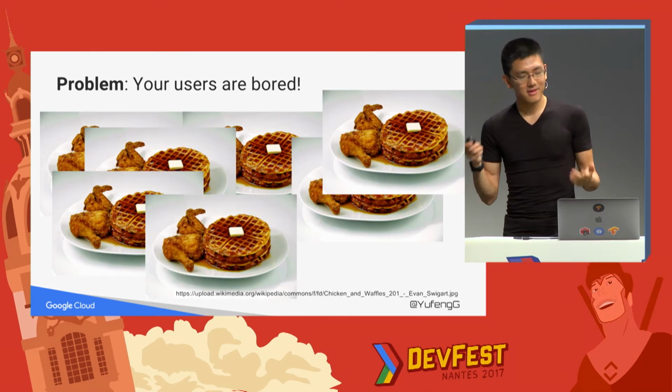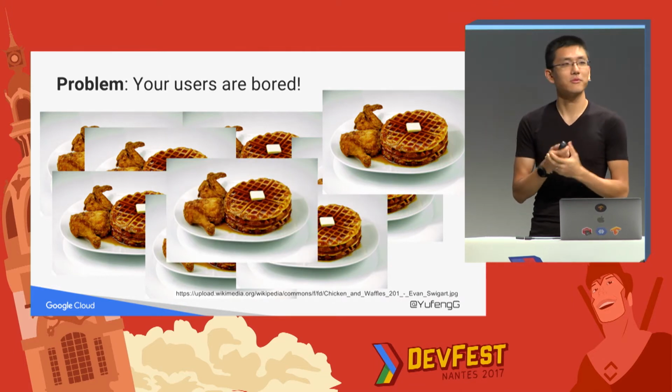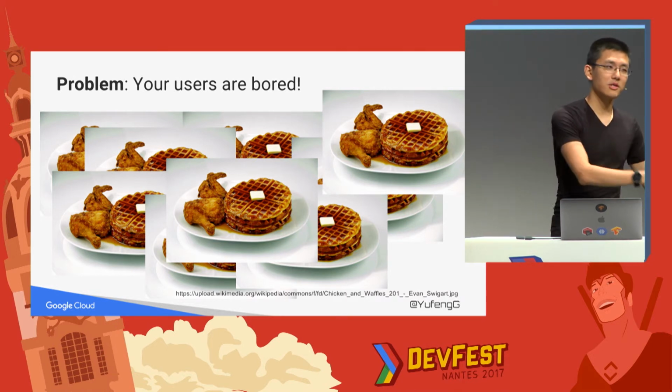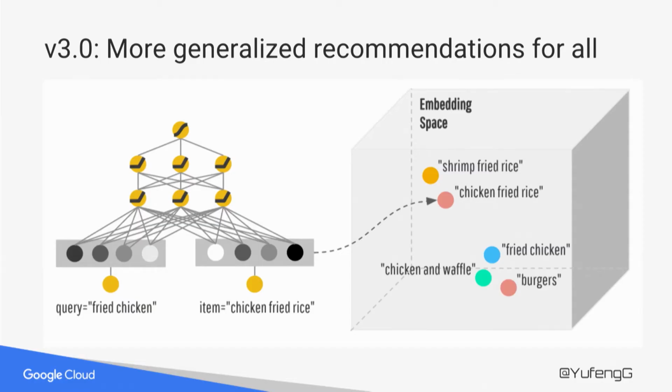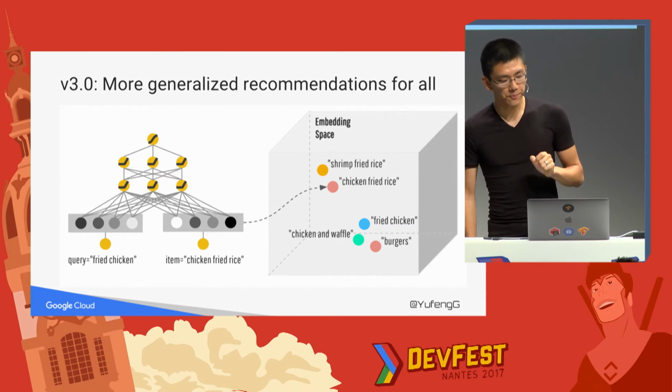Okay, so that's not good either. So what should we do? Well, we can go back to our machine learning toolbox, and we'll pull out deep neural networks, right? Go deep. Deep neural networks are useful here because we can use them to generalize a little more, so that when someone says fried chicken, they don't get the exact same thing every single time.